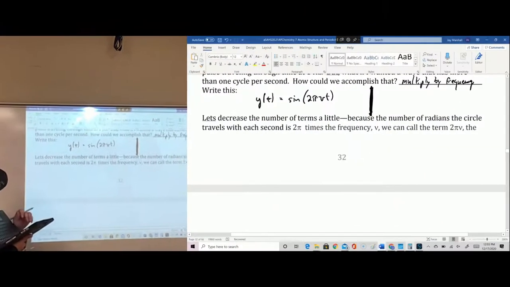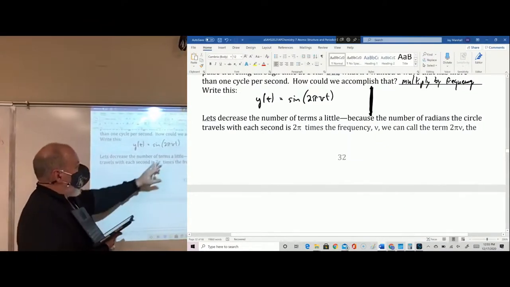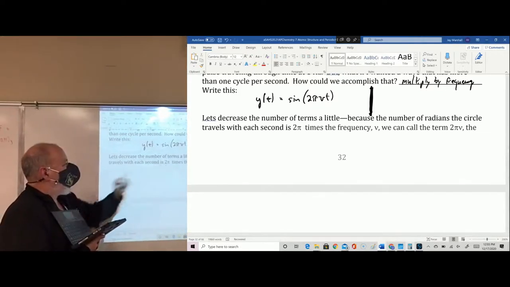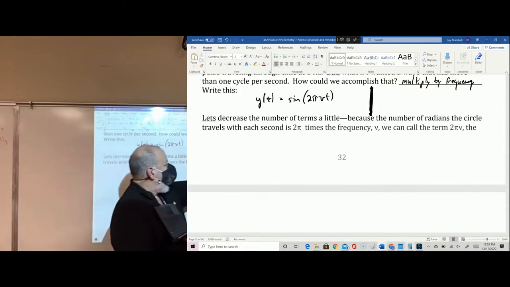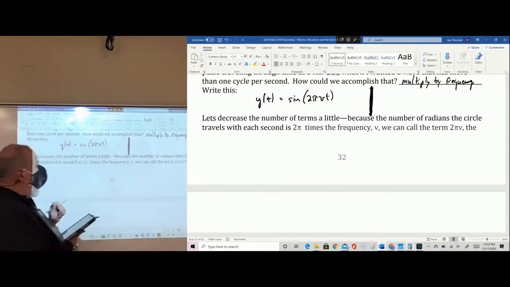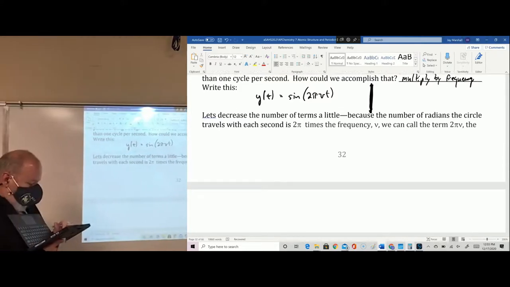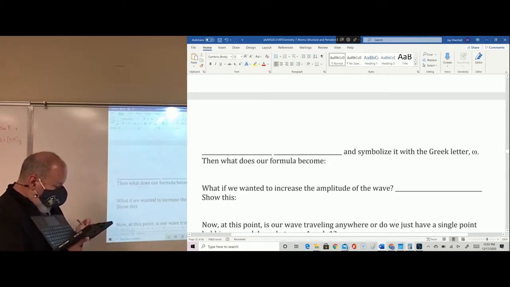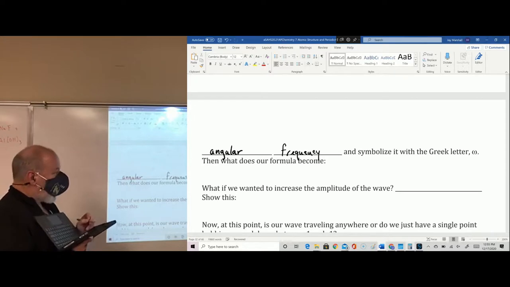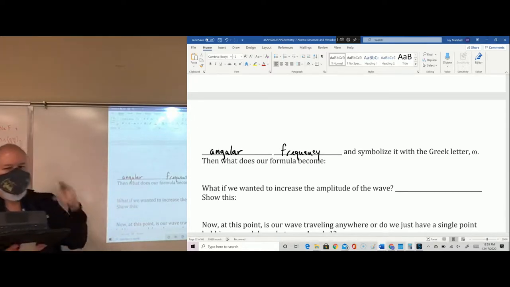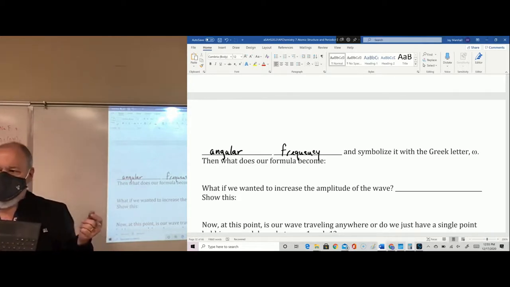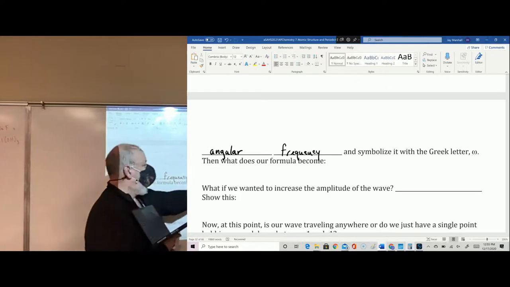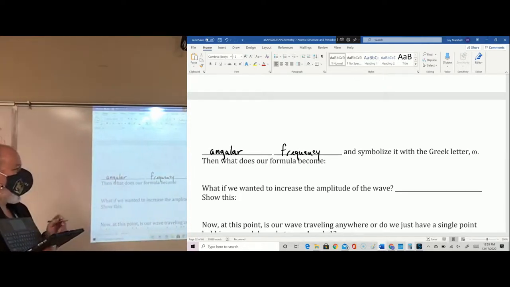Now we've got an opportunity to decrease the number of our terms. Because the number of radians the circle travels with each second is 2 pi times the frequency, we can give this term here a special value. We can say 2 pi times the frequency, and this is going to become the angular frequency. This is simply the number of times I go around the circle per second. And we're going to symbolize that with the Greek letter omega.